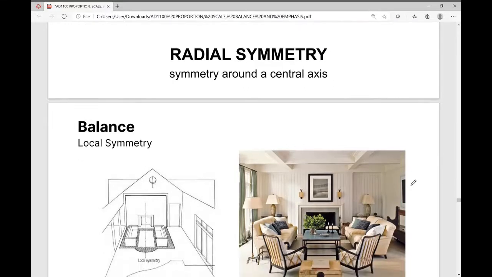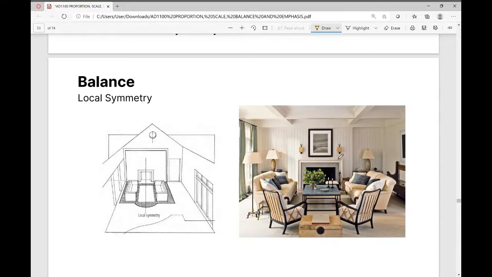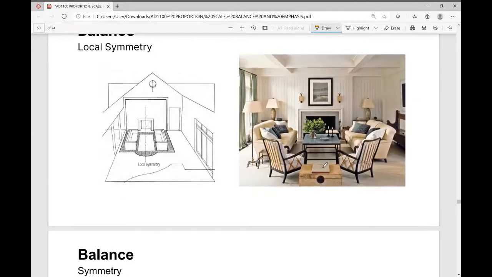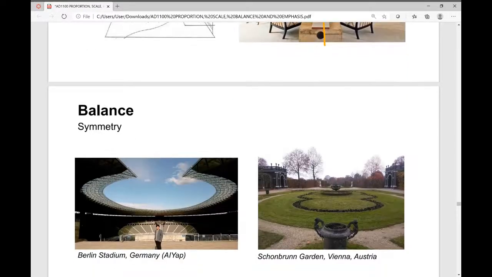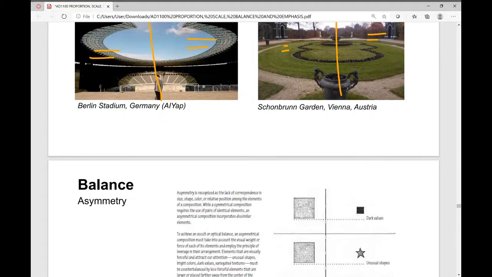Local symmetry. An example of local symmetry is to have more or less the same balance and weight. As you can see, for example here, in relation, you have that local symmetry, and then here another one, in comparison to each other.